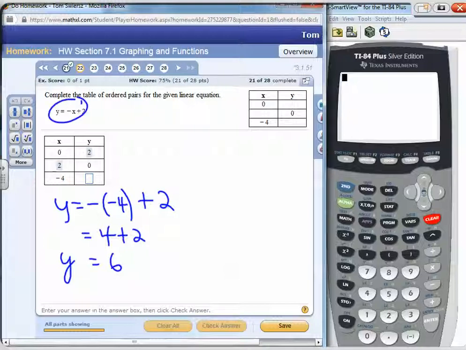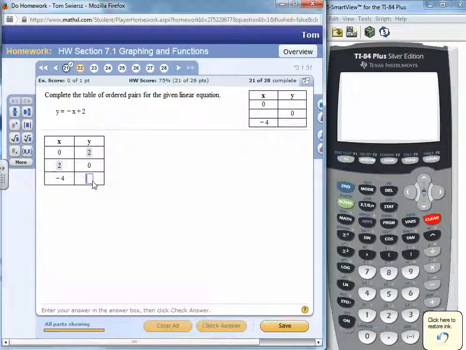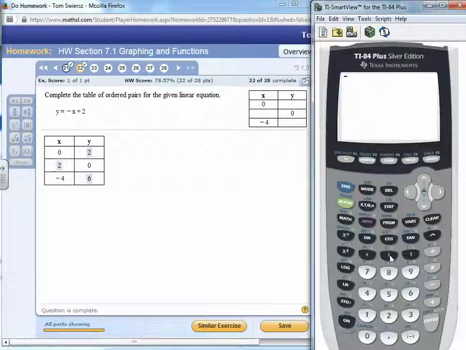Again, the formula has a negative in it, and then the x value is negative 4. So it's the opposite from the formula. The opposite of negative 4 is a positive 4. 4 plus 2 is equal to 6. So when x is a negative 4, y is 6. We could have done that on our calculator as well. The opposite, and then x is a negative 4. Finish the formula, plus 2, and we get our answer 6, which is what we did with pencil and paper.